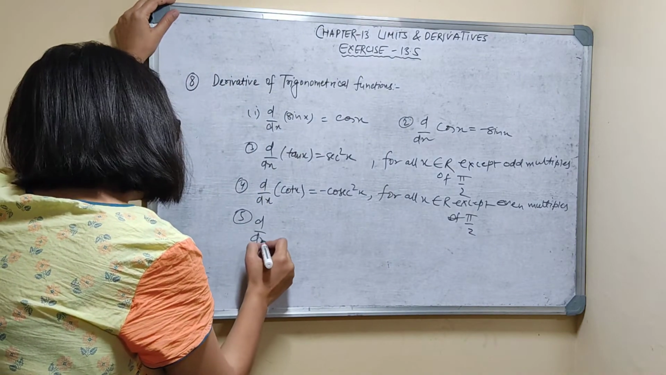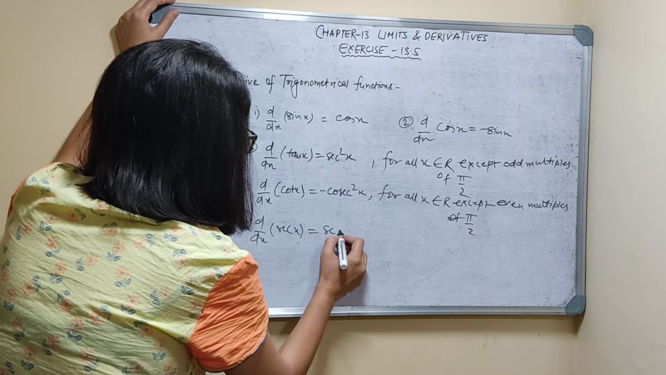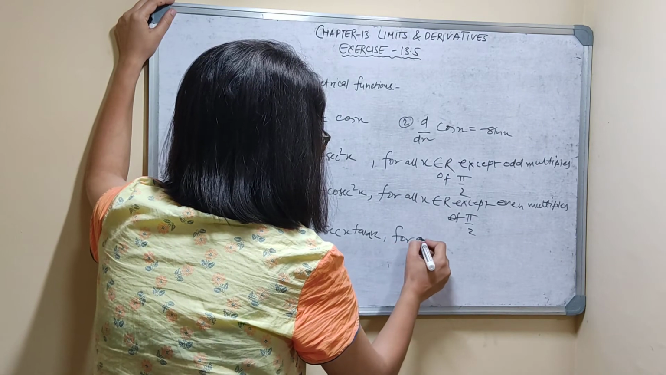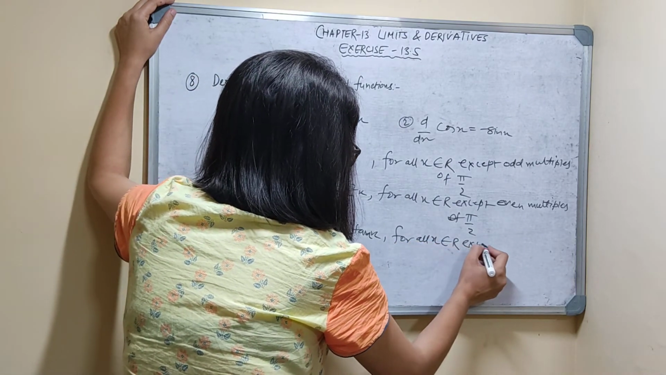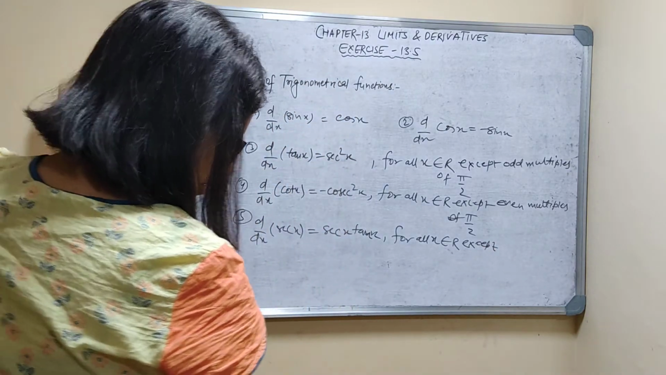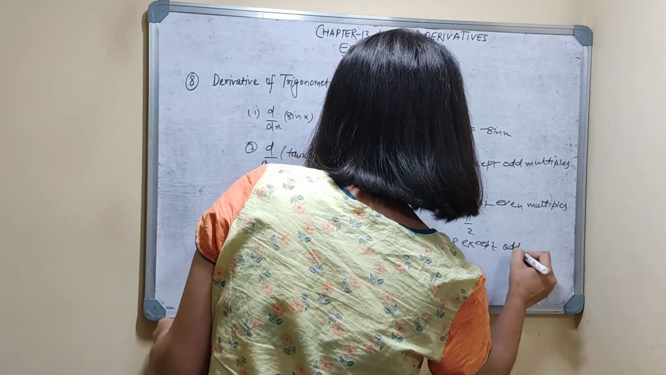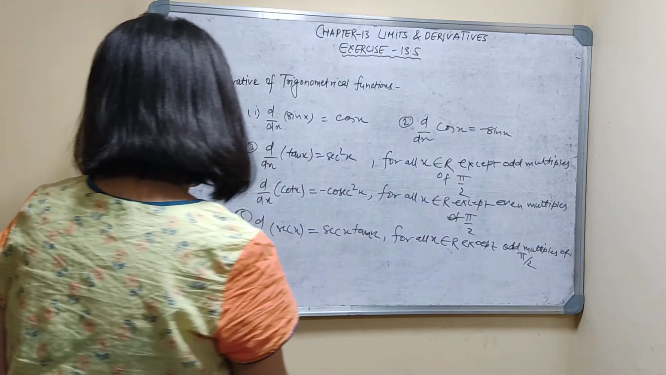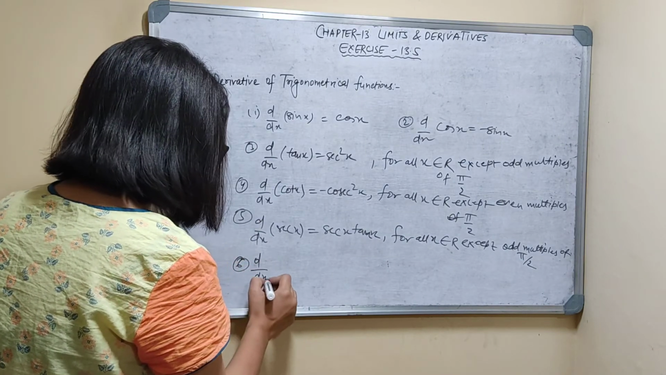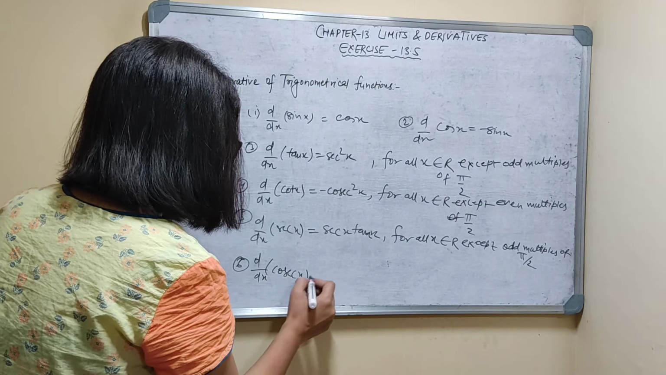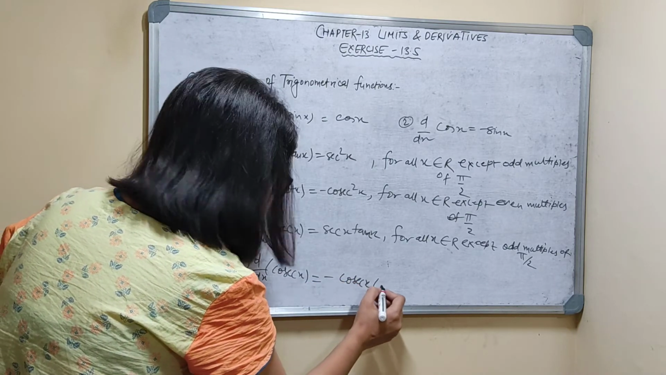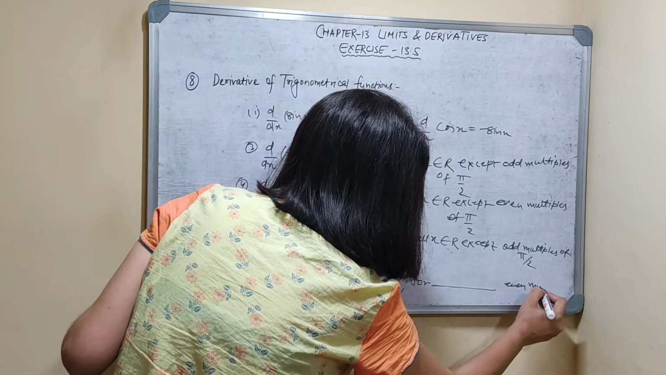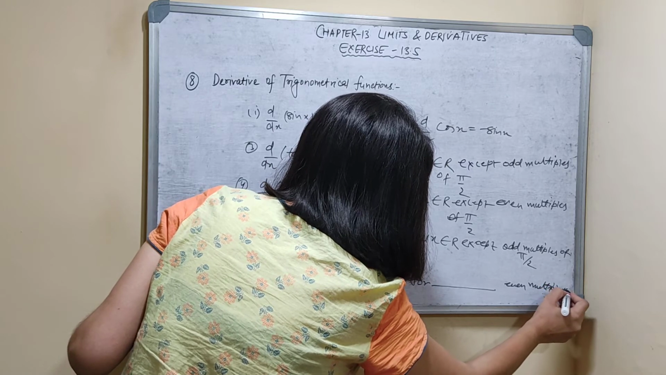d by dx of sec x is equal to what? Sec x tan x, for all x belonging to R except odd multiples of pi by 2. And d by dx of cosec x is equal to minus cosec x cot x for all x belonging to R except even multiples of pi by 2.